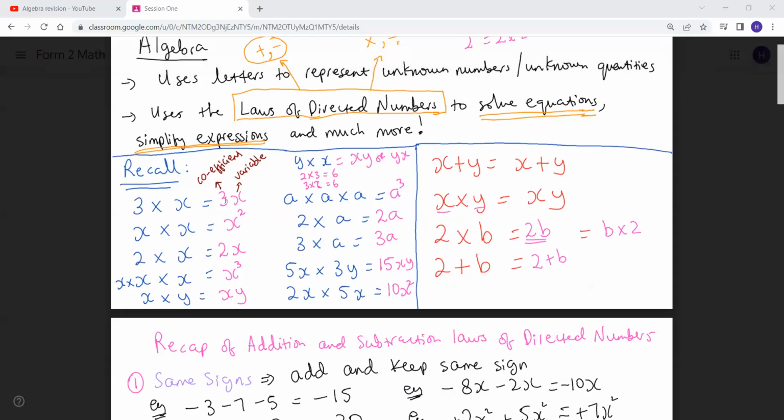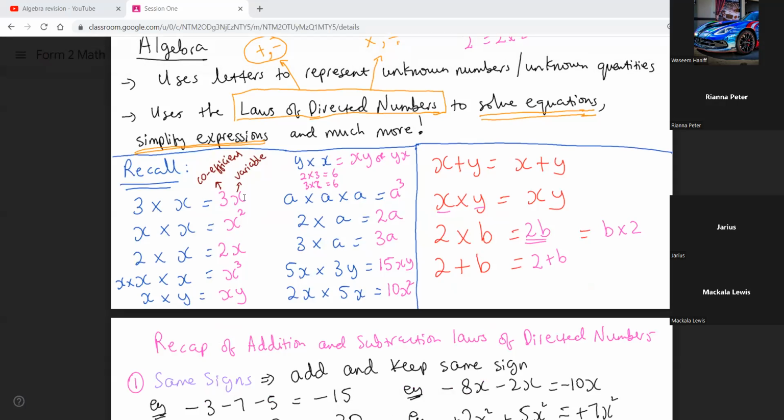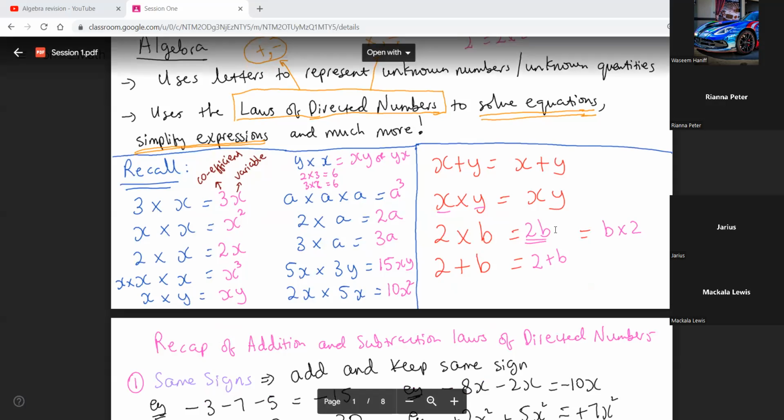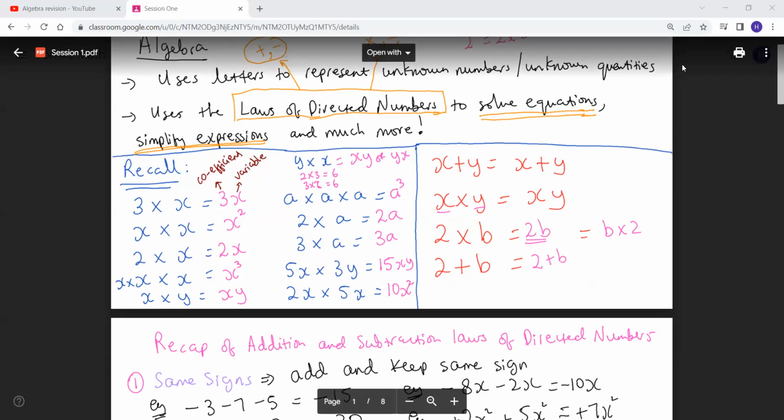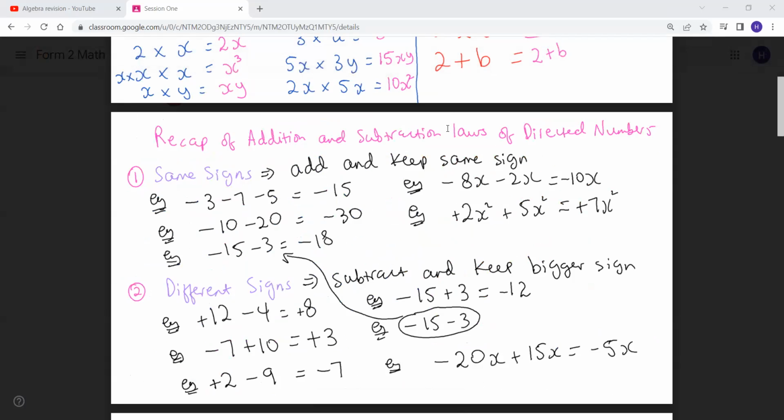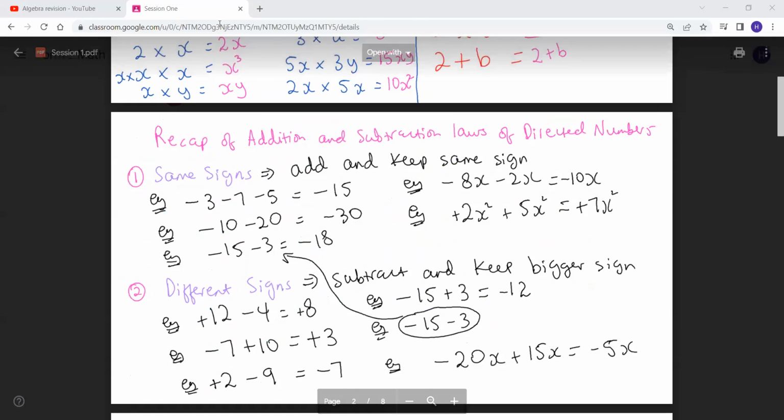And we learned the coefficient is the number multiplied by the variable. The variable is the unknown, right? Coefficient, variable, we learned about those things, right? The addition and subtraction laws of directed numbers, right? Anybody would like to read the addition and subtraction laws, someone?